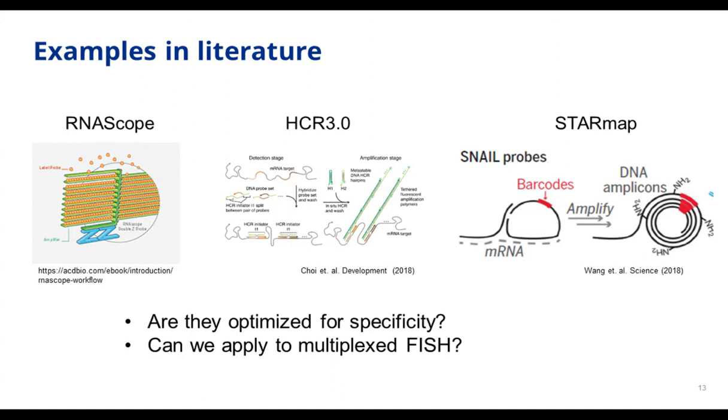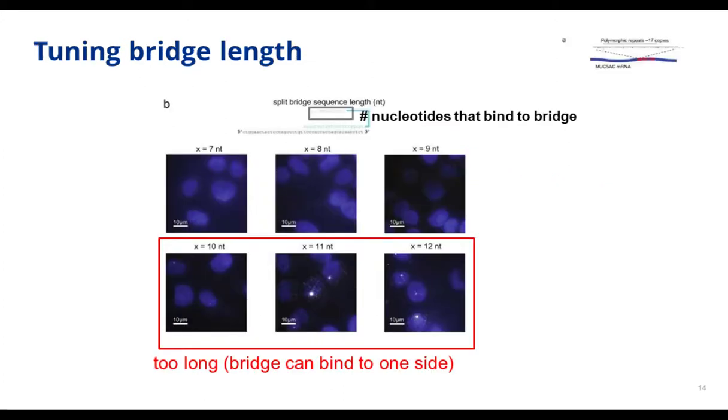But when we look at the literature, we saw that the designs are very varied, right? Which one is more optimized for specificity? And they often couple this two-probe idea with other complex amplification schemes, so we don't know which one of them actually is the best. We also want to apply this coincidence detection idea to multiplex FISH. So we decided to investigate ourselves and see which one of them worked the best.